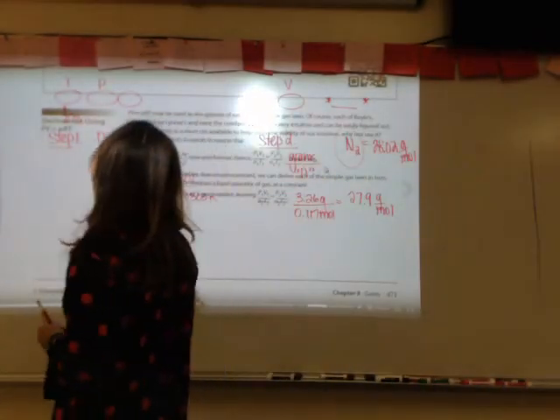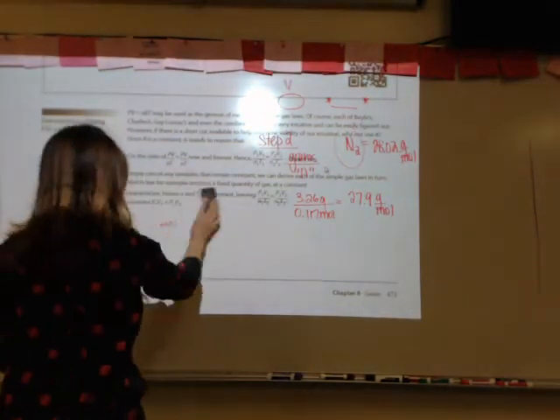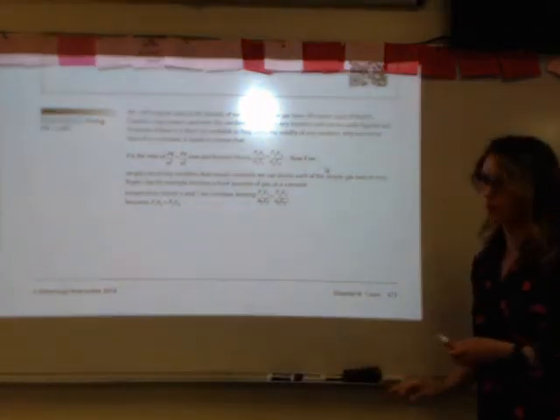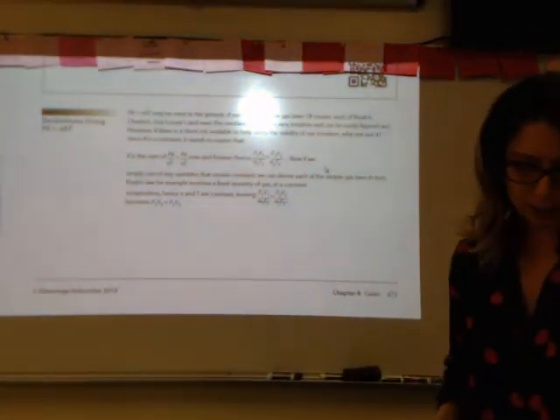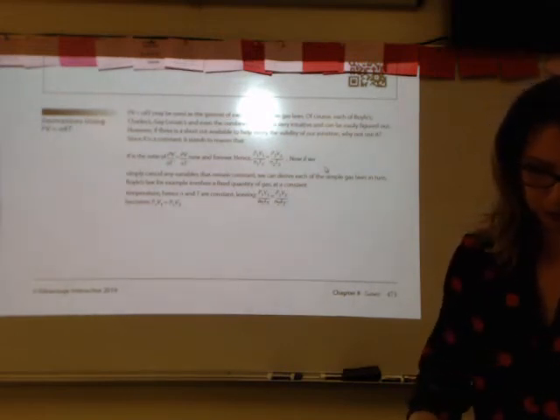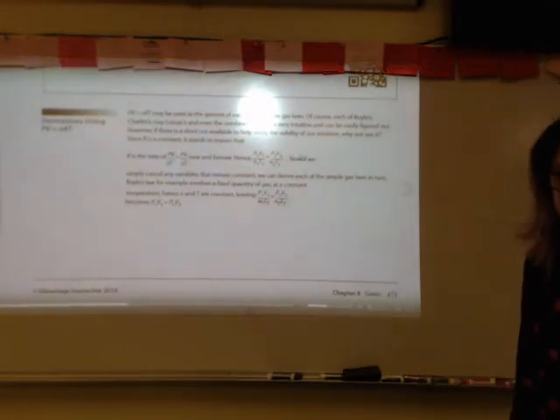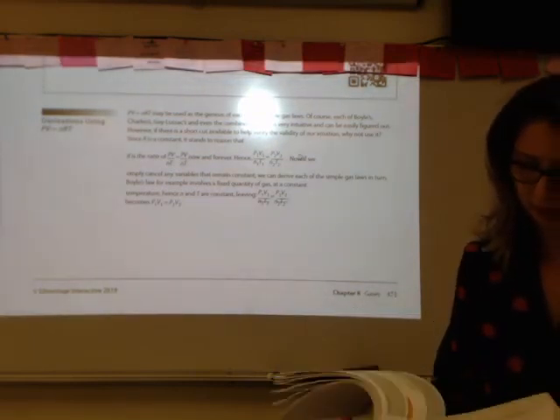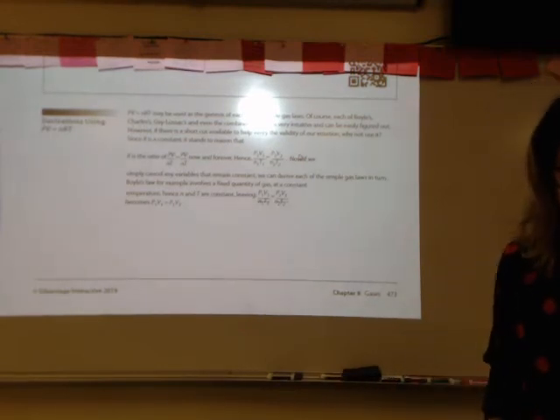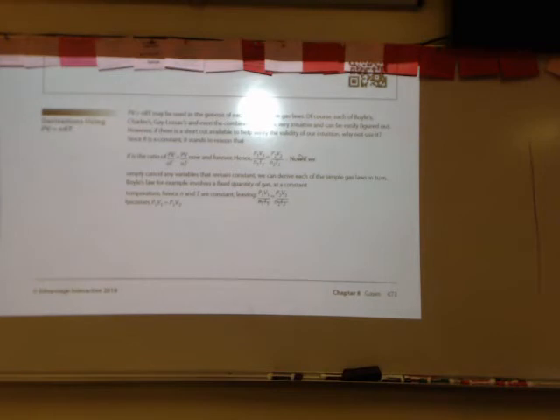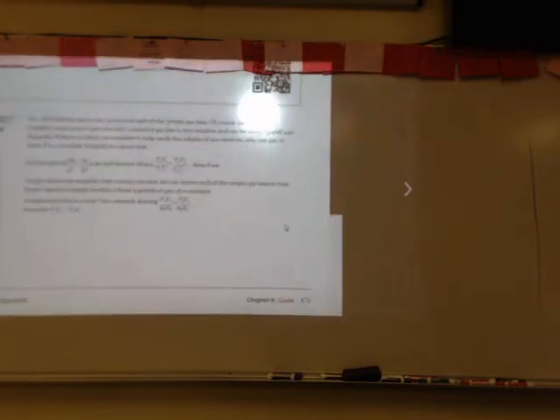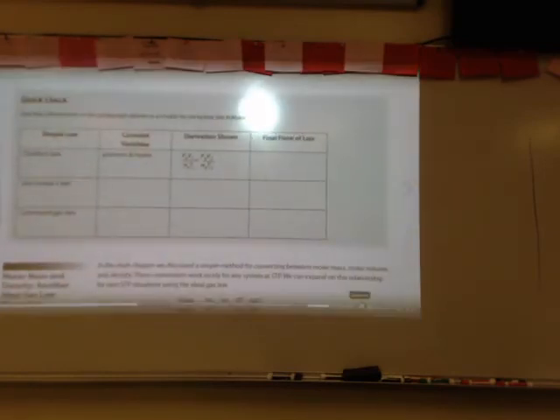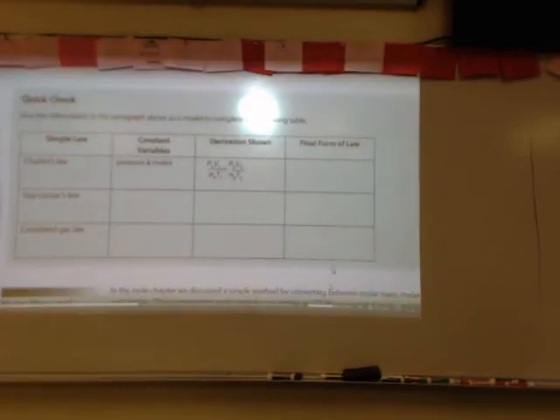Let's move on to derivations using PV equals nRT. Now, PV equals nRT can be used for a lot of different problems, and each of Boyle's, Charles's and Gay-Lussac's laws, even the combined gas law, are relatively easy to figure out. But there is a shortcut for the ratios to help us figure out what equation we should be using depending upon the situation. So let's take a look here at the quick check.